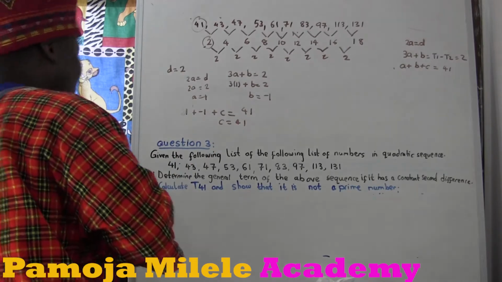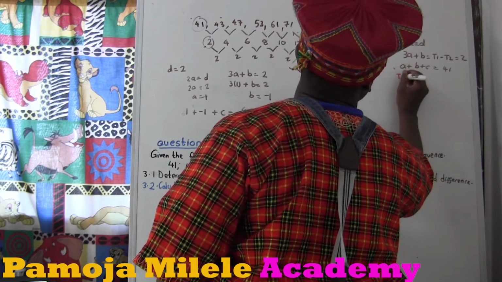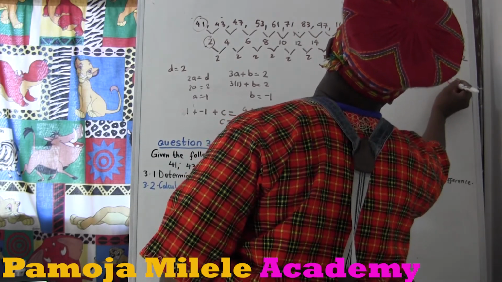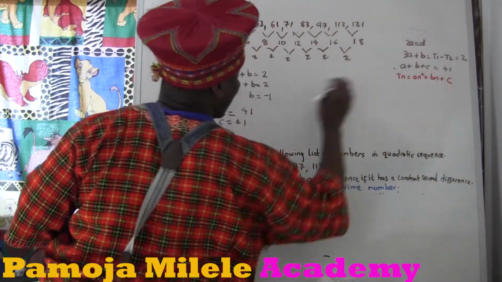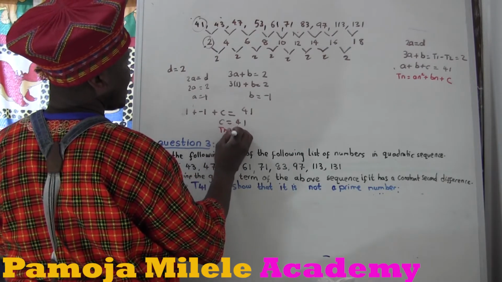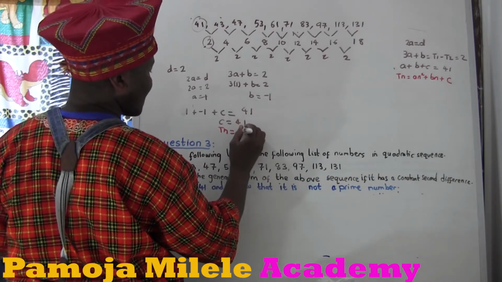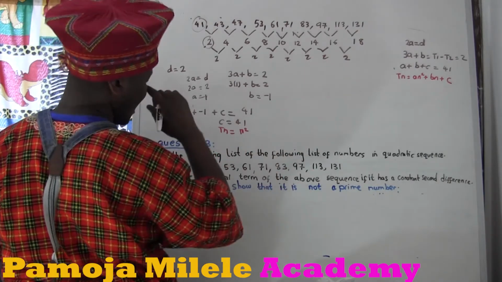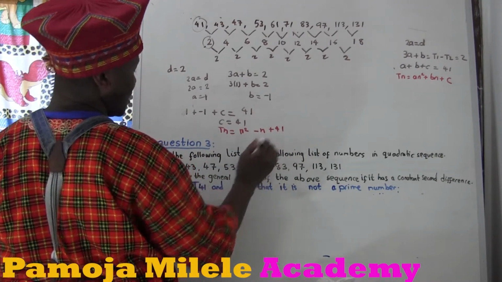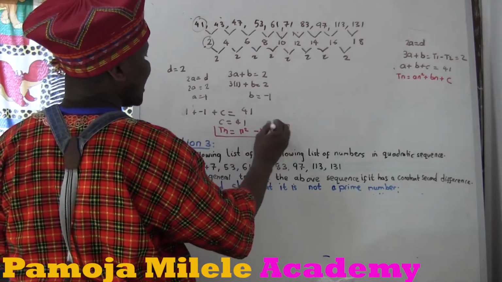Since you got c equal to 41, you need to write it in the quadratic formula. This you also have to remember. This is the key formula: Tn equal to a n squared plus b n plus c. Now I have my a, b, c, so I can plug it in. Tn equal to 1 n squared, so n squared, b equal to negative 1, so negative n, c equal to 41. So when they say determine the general term for the above sequence, this is our general term.